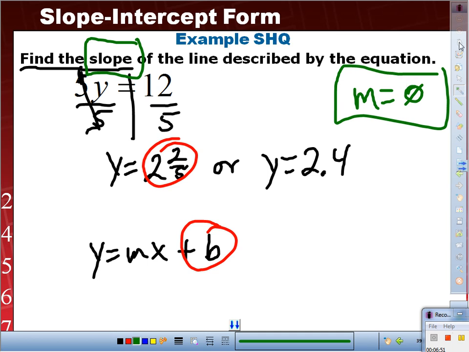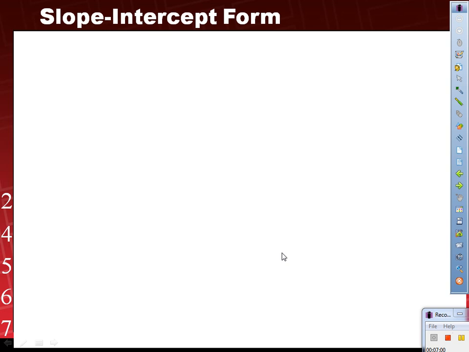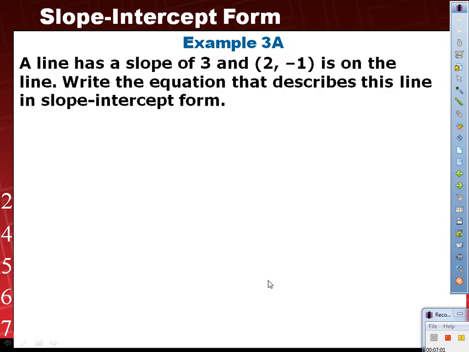Let's crank it up a notch. Copy this one. Example 3A. On your Cornell notes, it says, a line has a slope of 3 and (2, -1) is on the line. Write the equation that describes this line in slope-intercept form. Copy that and then I'll go over it.